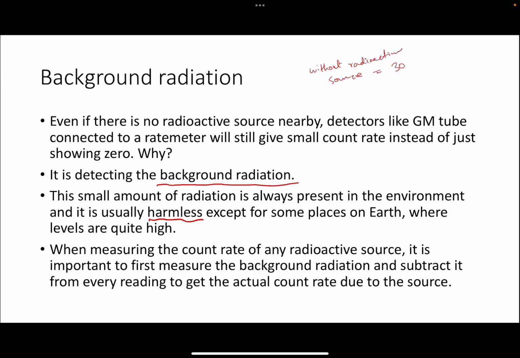Now you bring the source, and with the radioactive source, we are getting a reading of around, let's say, 150 counts per second. So this is my background radiation. This is the reading that I am getting with the source in my lab. What is the actual reading? What is the actual reading just because of the source? The actual reading should be 150 minus 30, which is 120. This is the reading that is only because of the radiation that is coming from the radioactive source that you're trying to test.